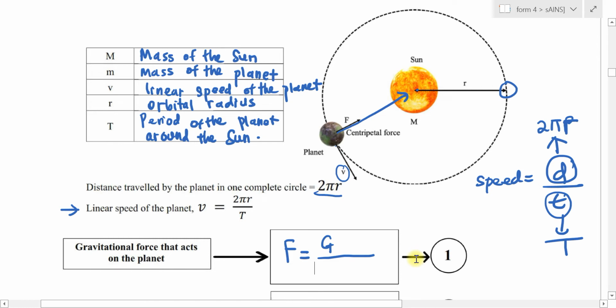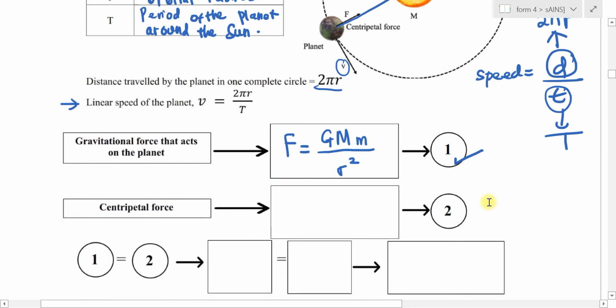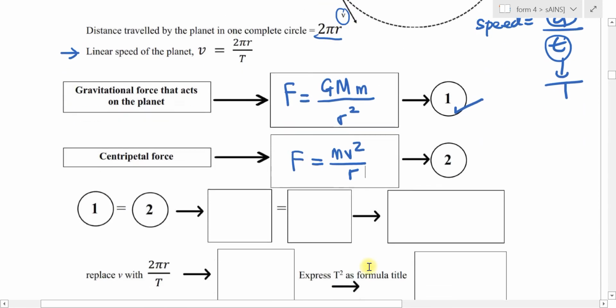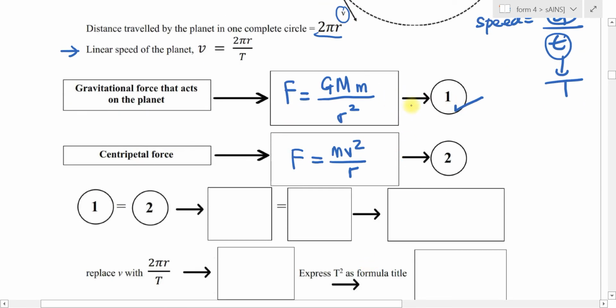Okay. Baik. Sekarang M1, M2 kita tak perlu cakap sebab saya dah cakap mass of the sun and mass of the planet kan tadi. Jadi big letter M, small letter m over R square. First equation. Okay, equation number 1. Lepas tu centripetal force. Your planet also exerting a centripetal force towards the center, which is the sun. So, apa formula untuk centripetal force? M V square over R. Very good.